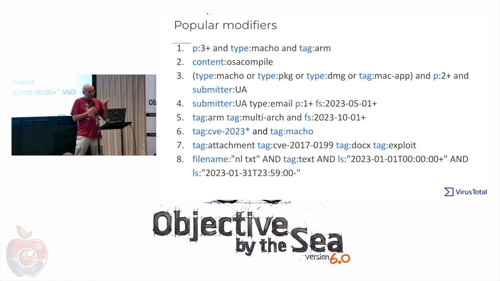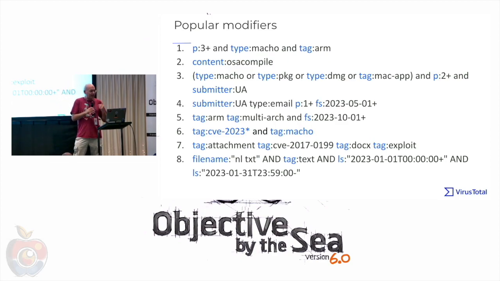The fourth example would be a submitter submits an email. We have some email submissions, and these will also be based on what submitter country we're in. And FS is first seen, so first seen after May of this year.